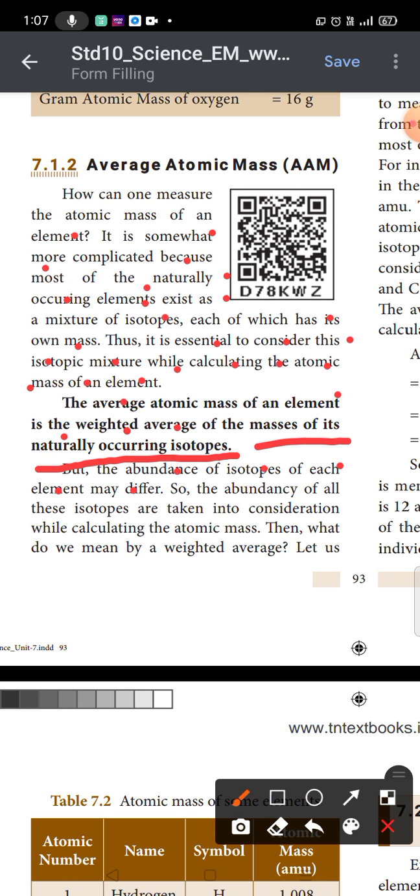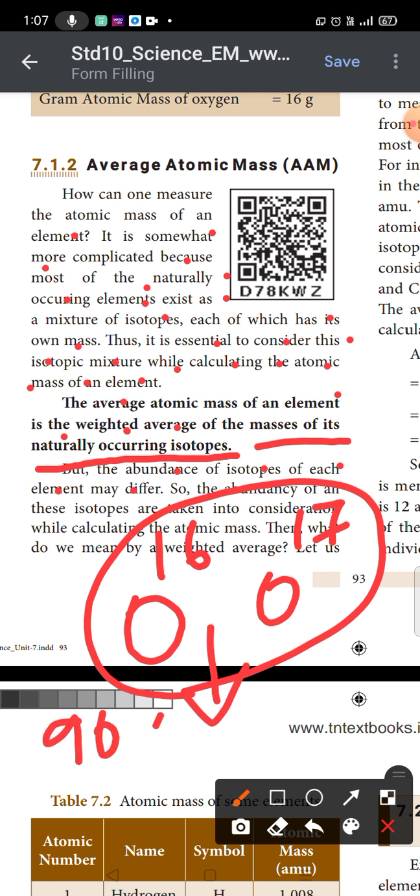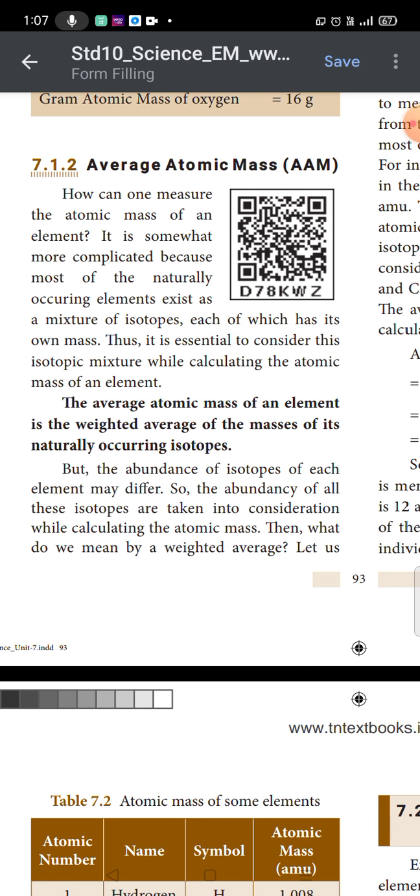For example, take oxygen on earth, and its isotopic character. Just for example, I am going to take one as 16 and the other as 17. Oxygen 16 is having 90% on this earth, but 17 is having only 10%. Then what will be the exact atomic mass of oxygen? How to calculate this? Let us see.